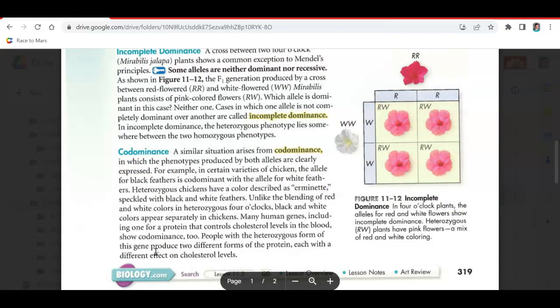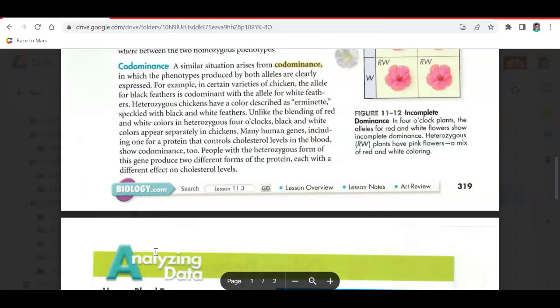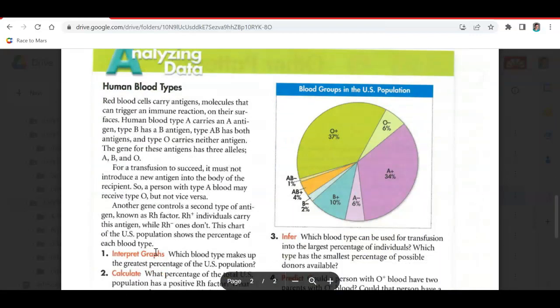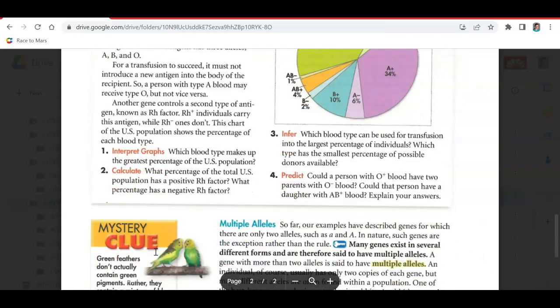Many human genes, including one for a protein that controls cholesterol levels in the blood, show codominance too. People with the heterozygous form of this gene produce 2 different forms of the protein, each with a different effect on cholesterol levels. I'm going to skip this part about human blood types, but you're welcome to read that in the article if you'd like.